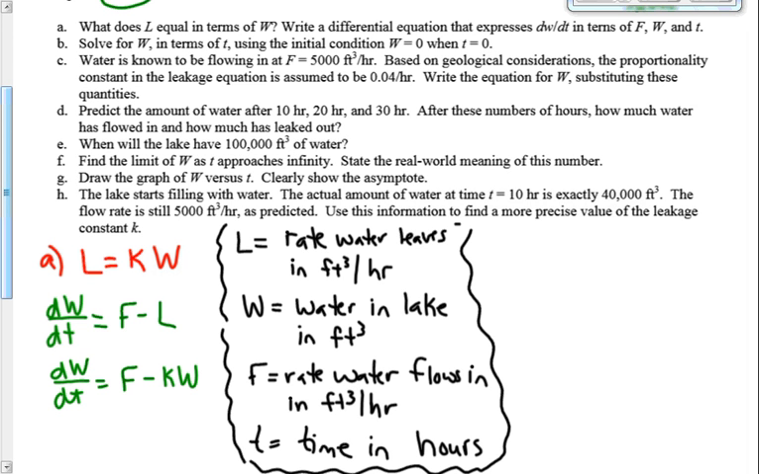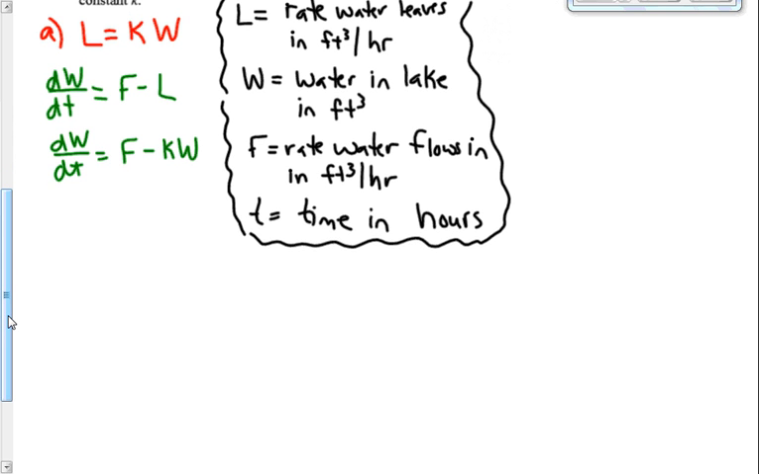Part B, solve for W in terms of T using the initial condition W equals 0 when T equals 0, at which point I need to separate my variables and do my antiderivative. So what I'd like you to do right now is separate the variables and find the antiderivative and then press play again. I want to make sure that you have the right antiderivative before you go forward and find your C value. So please pause the video now.